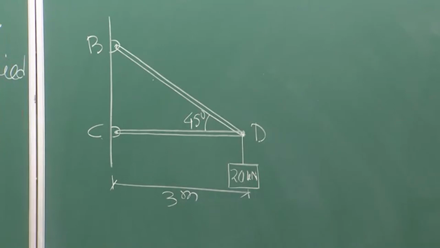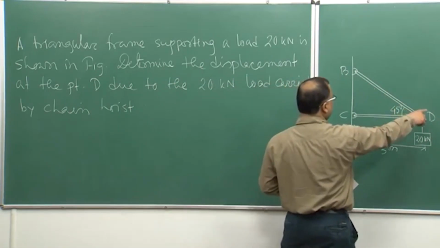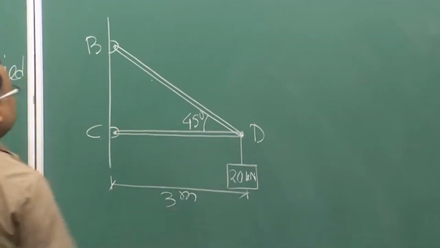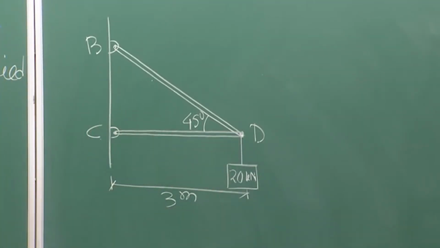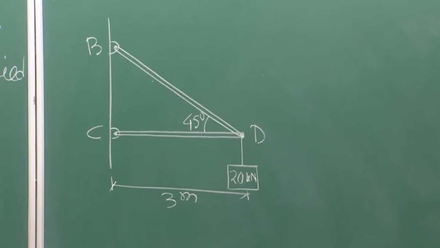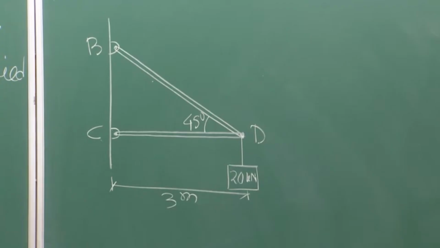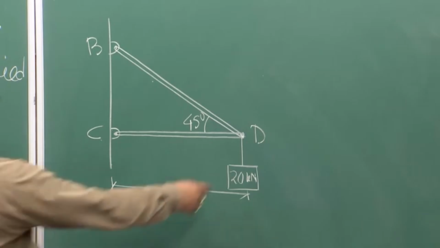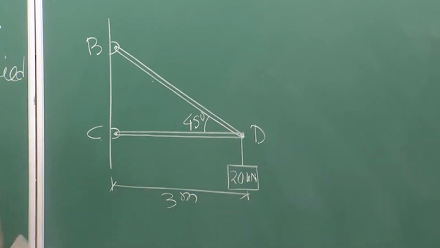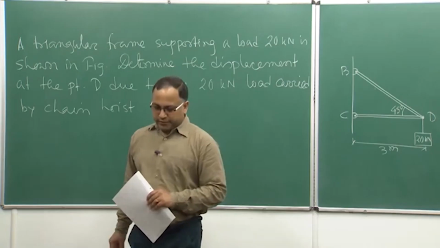So, the problem says a triangular frame supporting a load, this triangular frame is this. So, BCD is supporting a load of 20 kilonewton as shown in the figure. So, determine the displacement at the point D. So, this displacement of point D is due to the 20 kilonewton load carried by the chain hoist. So, this is the chain hoist, because of that you need to find out the displacement of D.